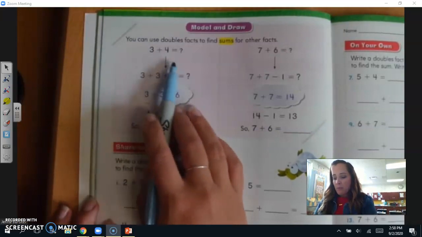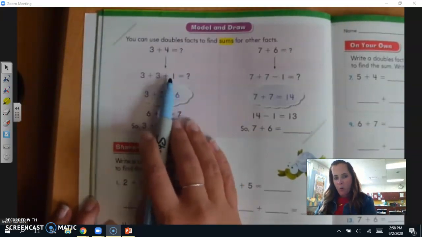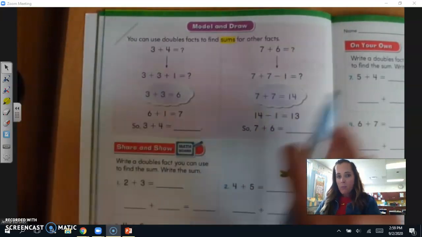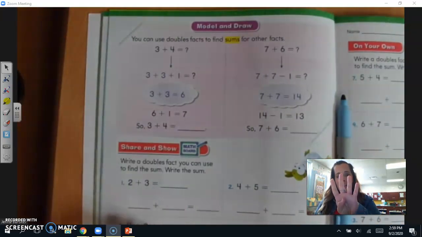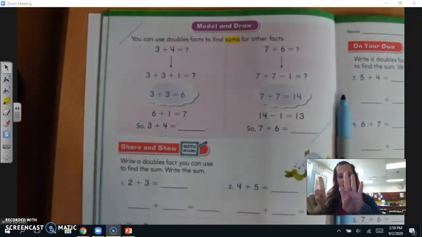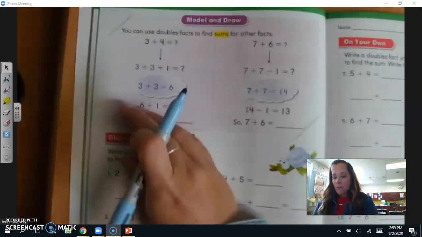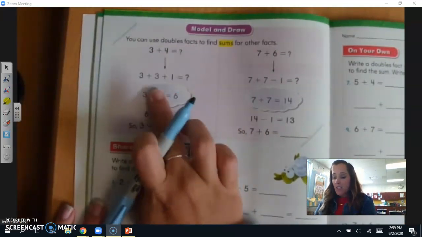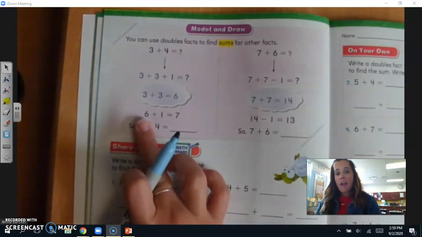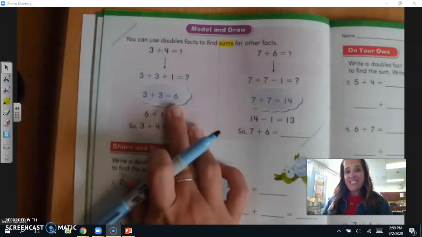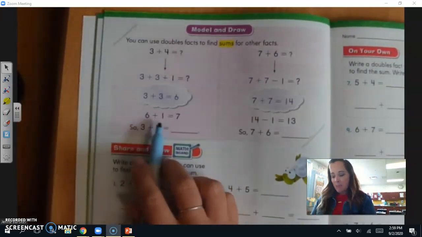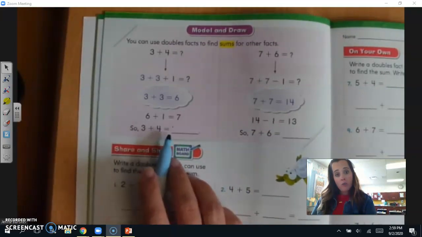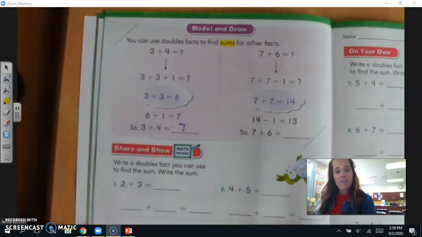So, really, we can break this 4 down into 3 and 1, right? Because if I have 4, put your 4 fingers up, I can break that 4 and take this one over here, and then I have 3 and 1. Then we have a doubles fact, 3 plus 3. And the doubles fact, 3 plus 3 equals 6. And then we just need to add one more. So then it's 6 plus 1, which equals 7. So 3 plus 4 equals 7.